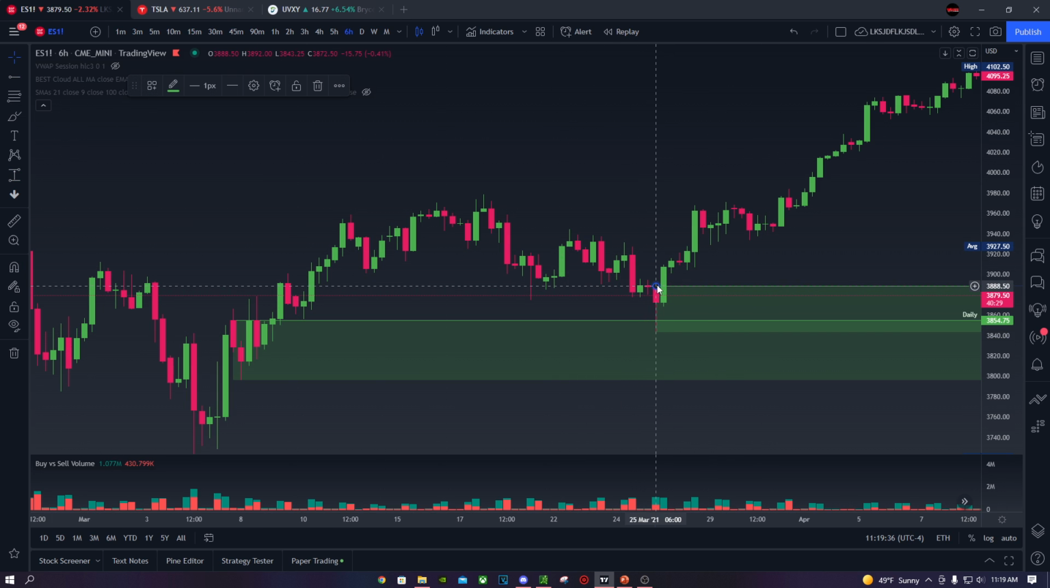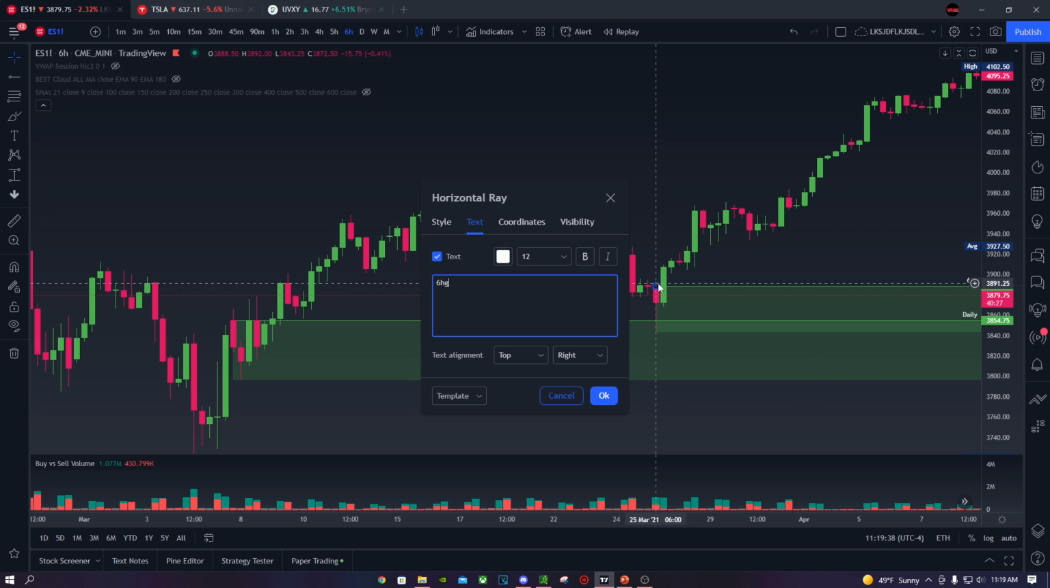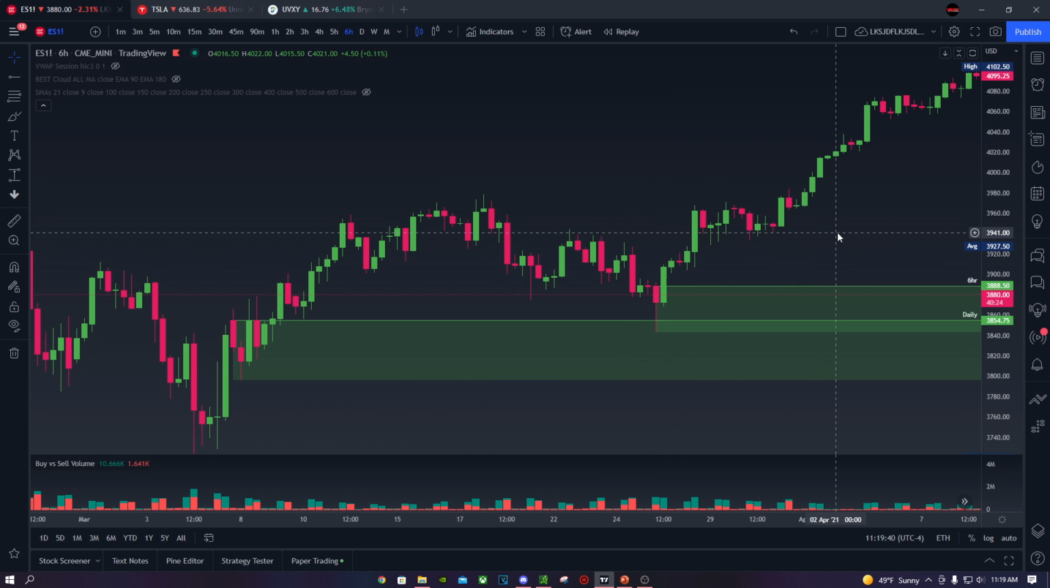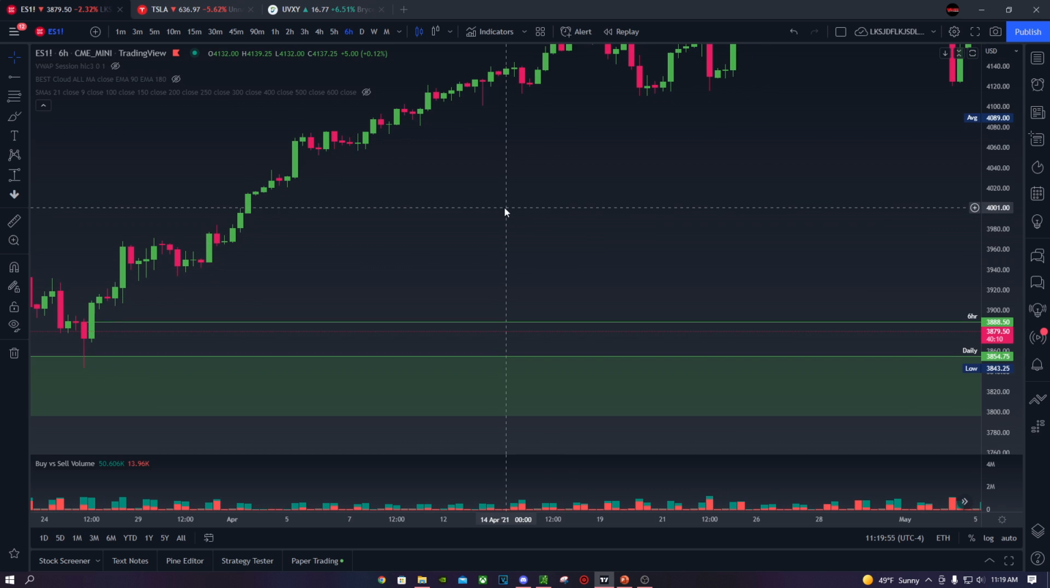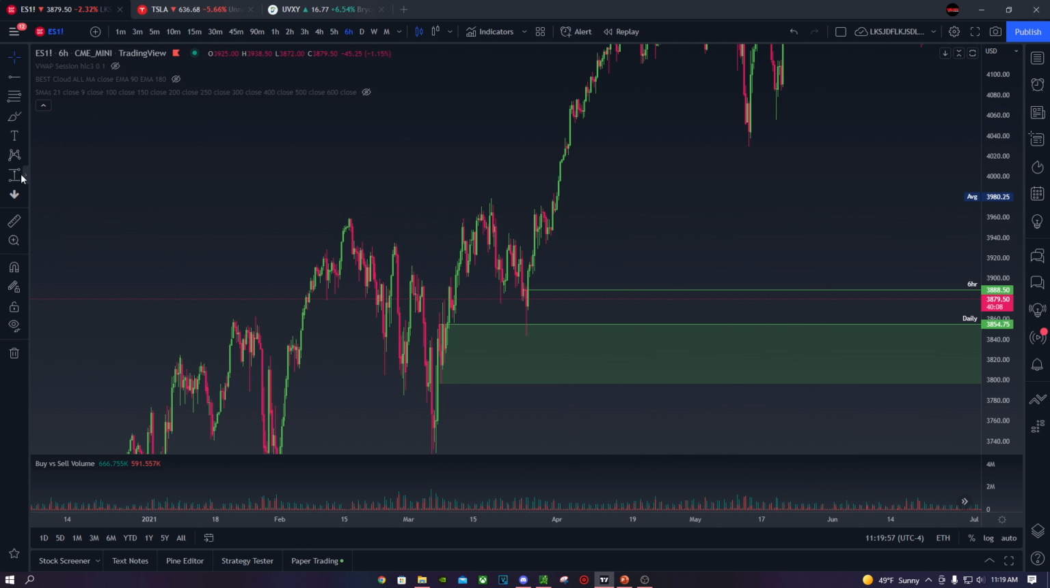Bottom of the wick, top of the body, put that, label it as our 6 hour zone. And then you can overlap these if you want. It just means the brighter green is where they intersect. Or you could just put a line. So you could not have this zone, you could just have it like that if you want. And that's more personal preference, right? But it does not affect anything.